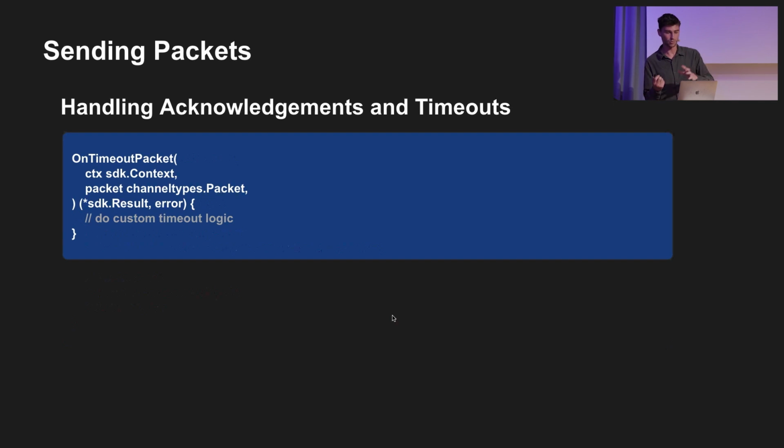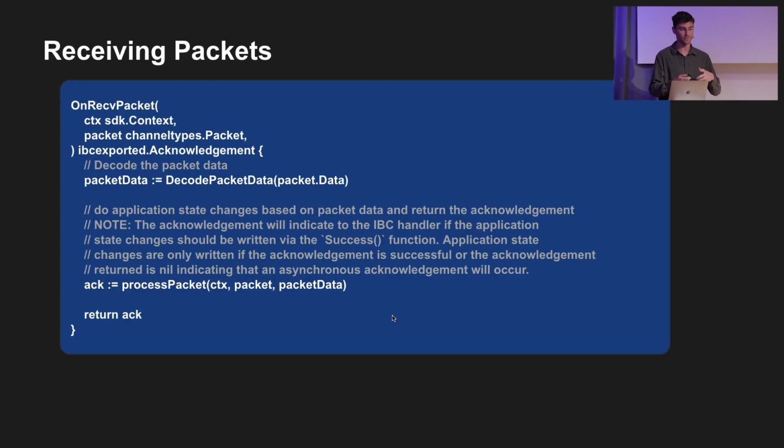Okay, so that's sending packets, that's one end of the problem, and the other end of the problem is receiving packets. This is just done as another callback function. You outline this in your interface, and it will be called whenever someone sends a packet across. Just like how I said you might receive an acknowledgement, now you're the one sending the acknowledgement back. Once you've processed the packet data and done whatever state transition you need to do, updated what you need to update, you then return an acknowledgement, either that it succeeded or it failed.